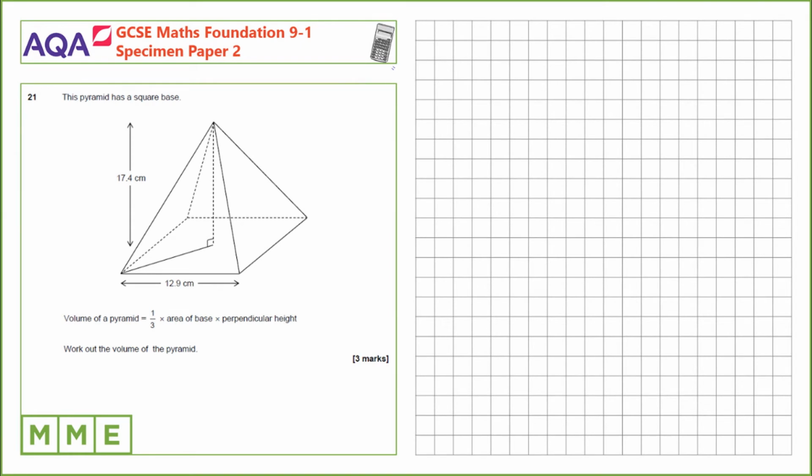Question 21. This pyramid has a square base. We've been given the formula for the volume of the pyramid, and we need to work out the volume of the pyramid. We have the perpendicular height, that's 17.4, but we don't know the area of the base yet. We have one side, and we know it's a square, so the area of the base has to be that side length, 12.9 squared, so 12.9 times 12.9, and that equals 166.41 centimeters squared.